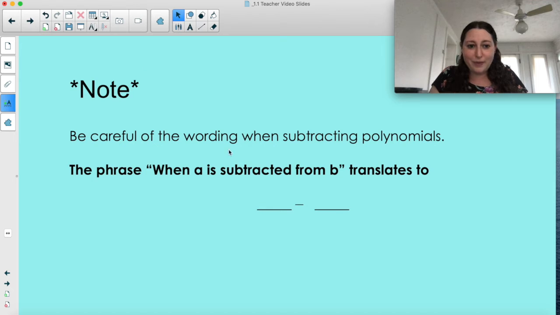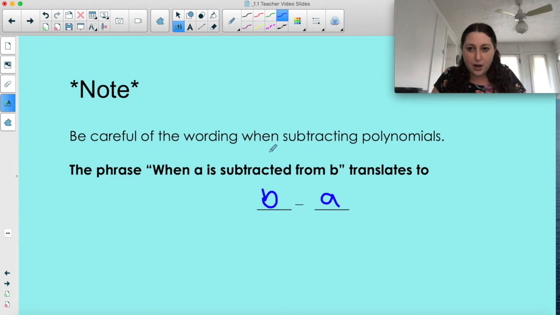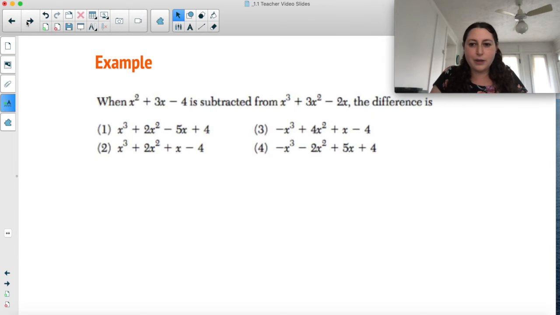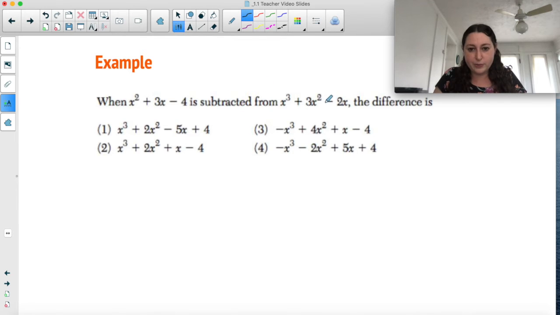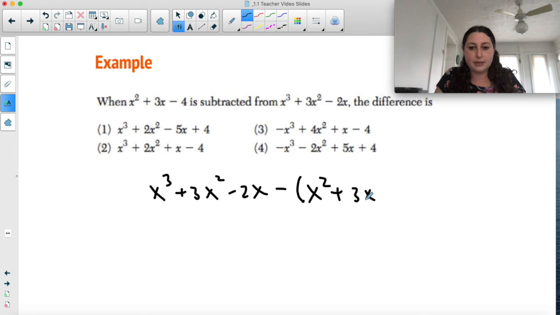I just want to note, be careful of the wording sometimes with subtraction problems. If it says when A is subtracted from B, that translates to B minus A. A is being subtracted from B. It's a typical ACT kind of wording. So when this polynomial is subtracted from this polynomial, the difference is. So just to be clear, our setup, this one is subtracted from this one. So this one's coming first: x cubed plus 3x squared minus 2x minus x squared plus 3x minus 4.